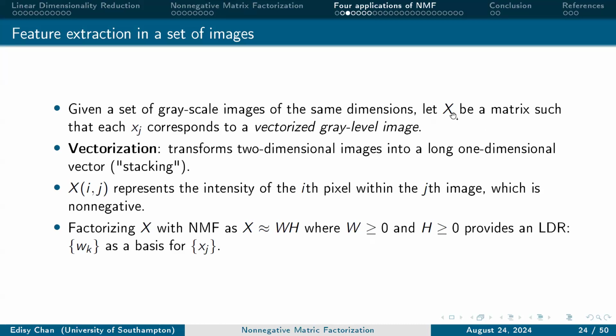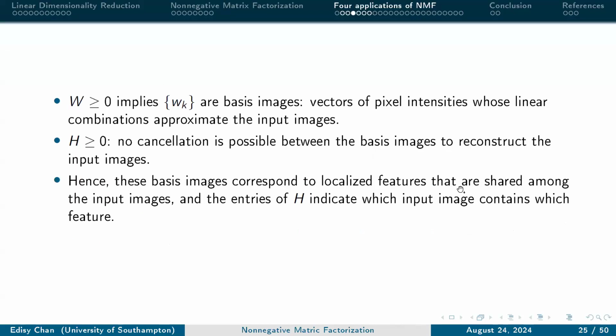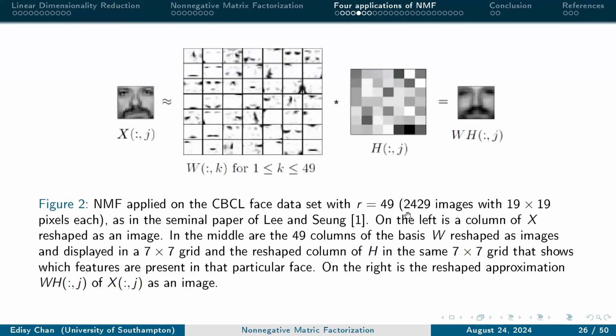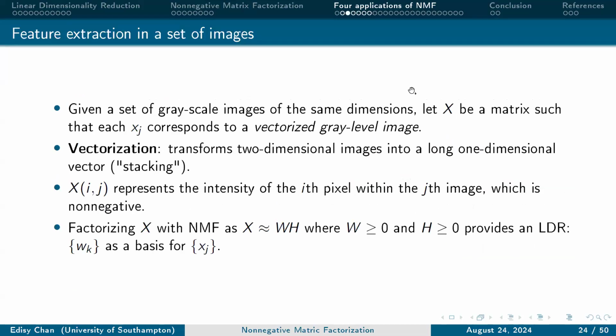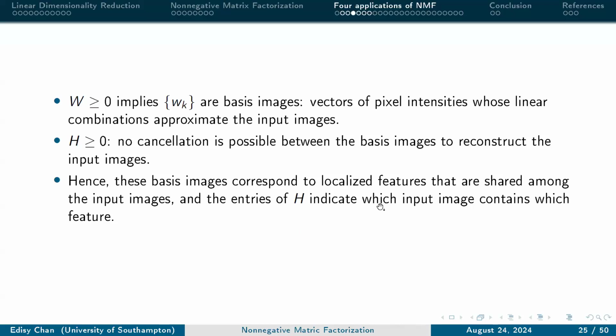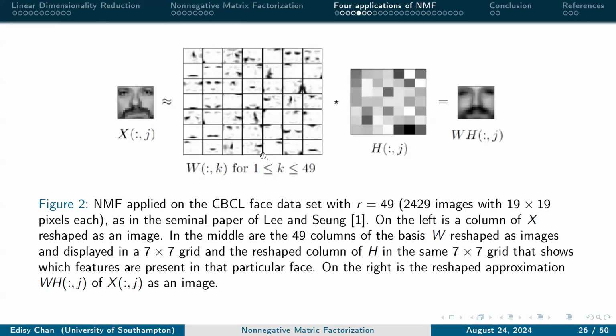So we will have those vectors as 361-dimension column vectors, and we have 2,429 columns. And that would be our X. Now our NMF problem will be to factorize this X as a product of W and H. Okay. So now the W in this case are like this.